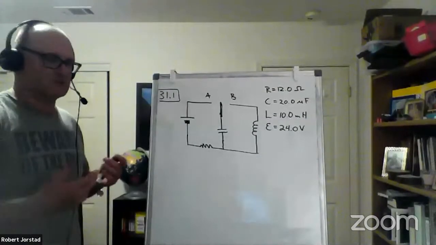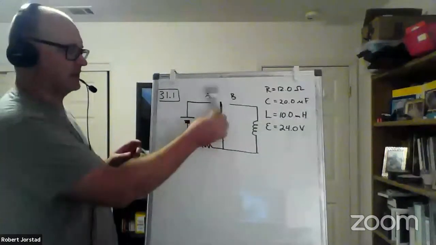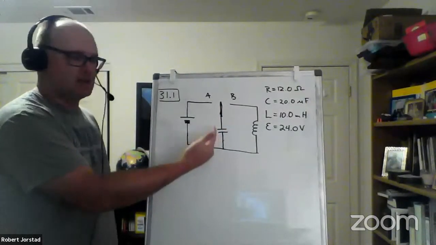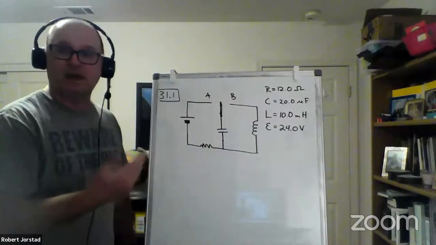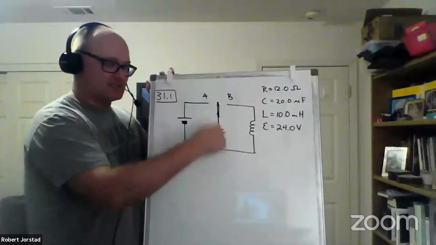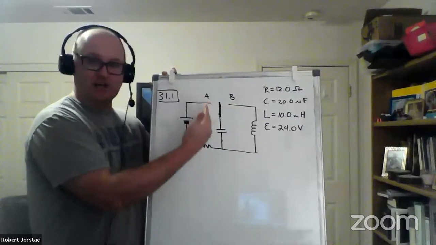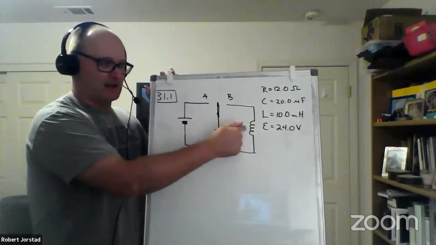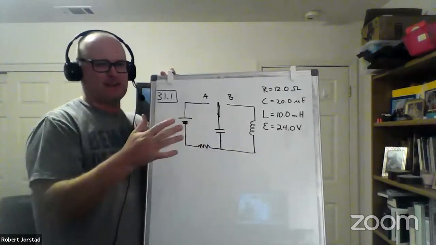Okay, so here's the situation. We're going to put this thing in position A for a long time. The capacitor will charge up. Then we're going to switch it over to B. And what should happen? There's energy stored here. There's no resistance in this loop. That energy is going to change forms from potential energy stored in the capacitor to kinetic energy in the inductor. What do I mean by that?